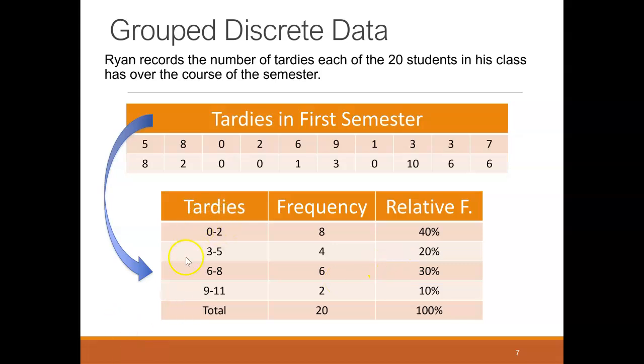Was there any reason that we used to group our tardies this way? Not really. Could you have done a range of 3 and gone 0 to 3 and then 4 to 6 and then 7 to 11 or 7 to whatever? Sure. That would have been okay. This is just what we did.